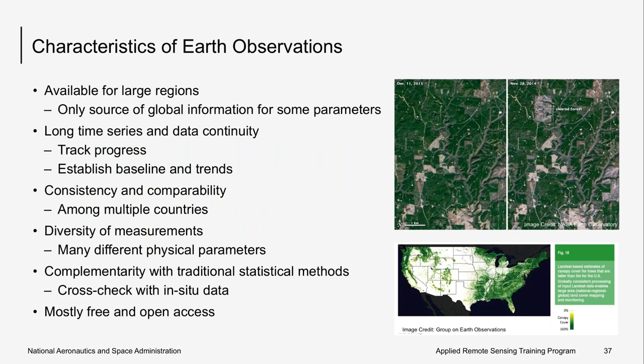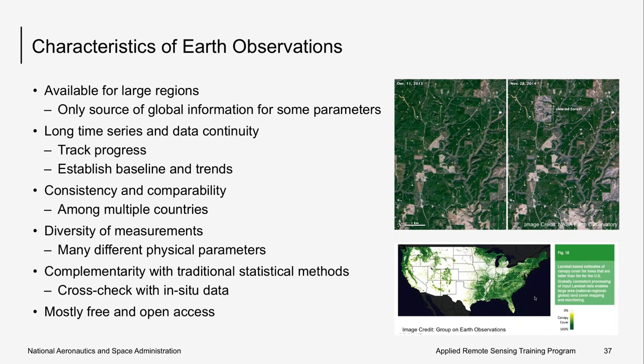While there are many differences between data from various remote sensing sources, there are some common characteristics. These include scale and the availability of remotely sensed data for large regions that are sometimes inaccessible. Many satellites have been in operation for a long time, and this assists in our ability to establish landscape baselines and to track changes over time. There are consistent measurements globally that can be easily compared across many regions.